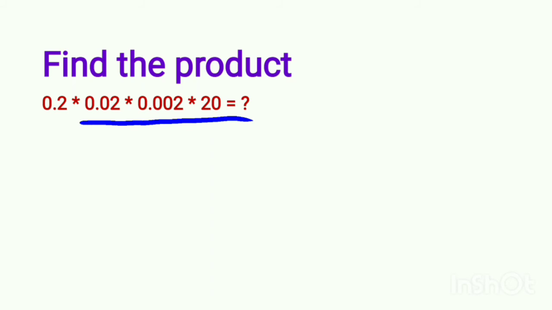What is the step? Forget about the decimal point and just take out the number, find the product, and at the end count how many decimal places are there in total. You have to count all the decimal places in the given numbers. Then we have to keep the decimal point. Let's make it clear by solving one example problem.